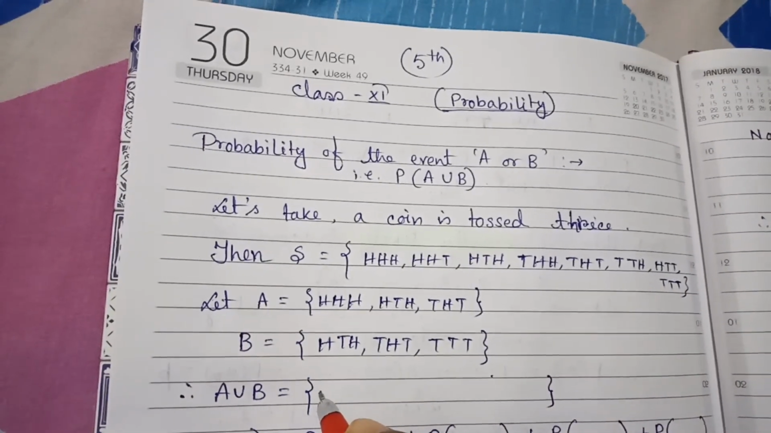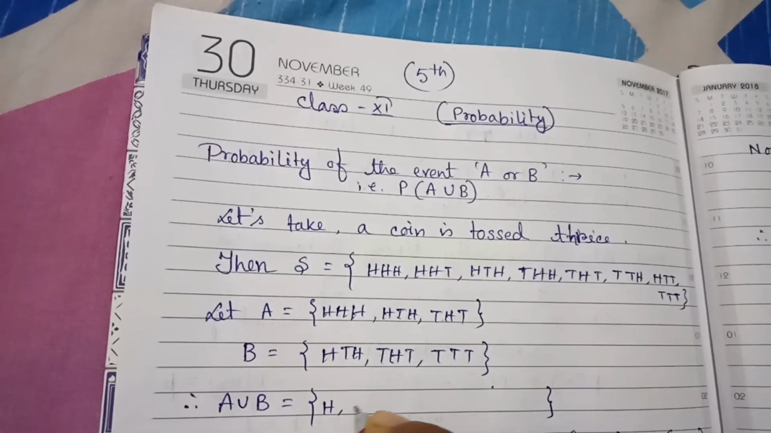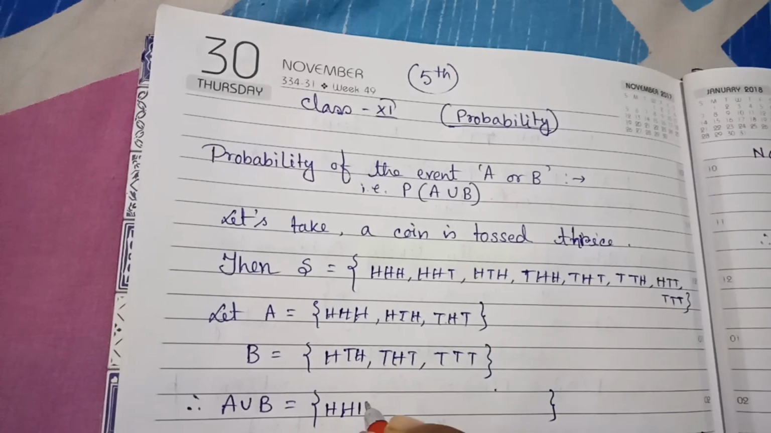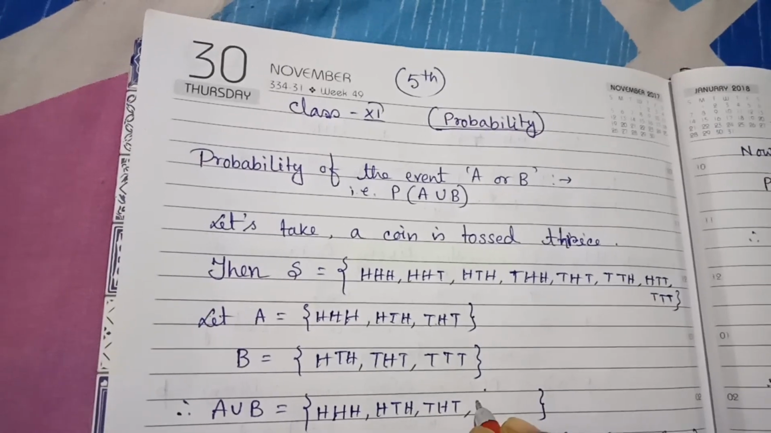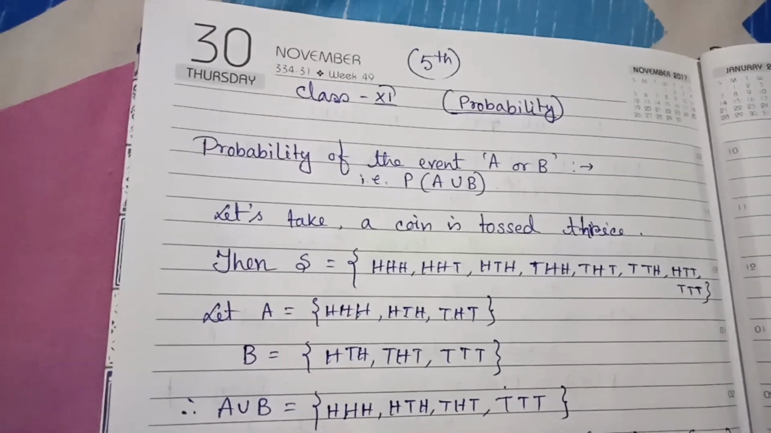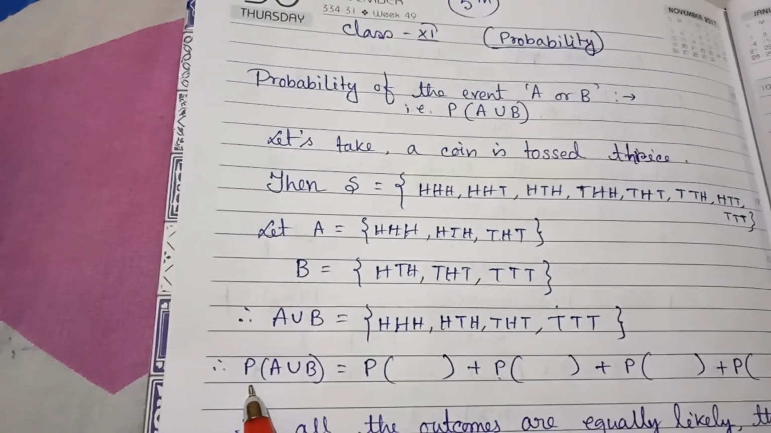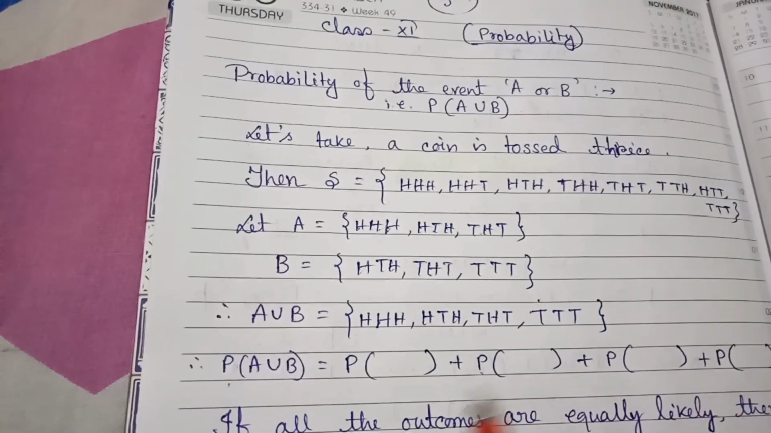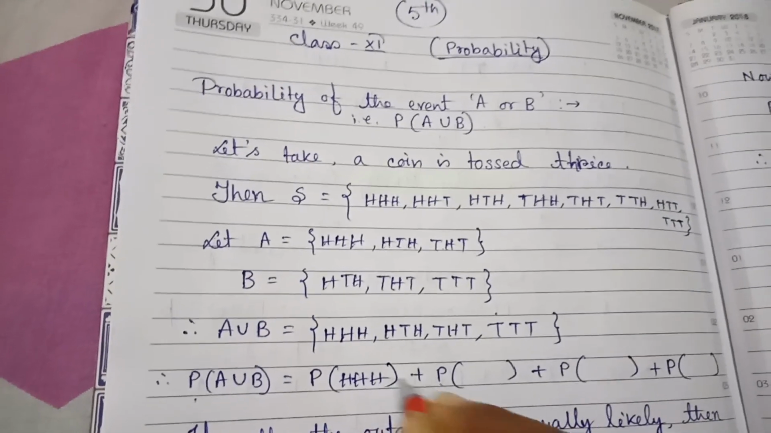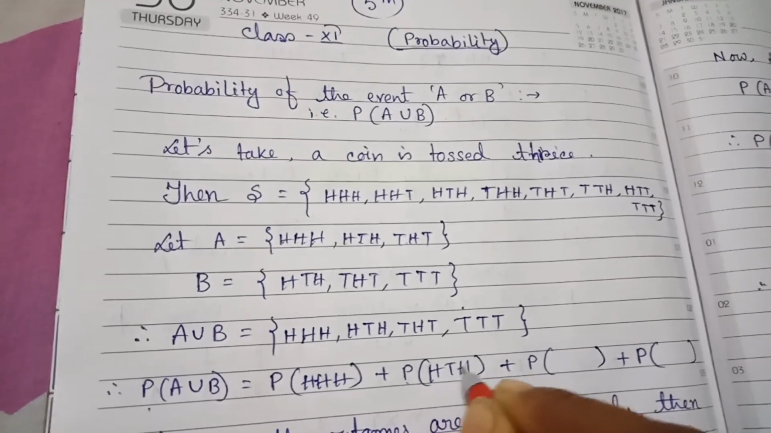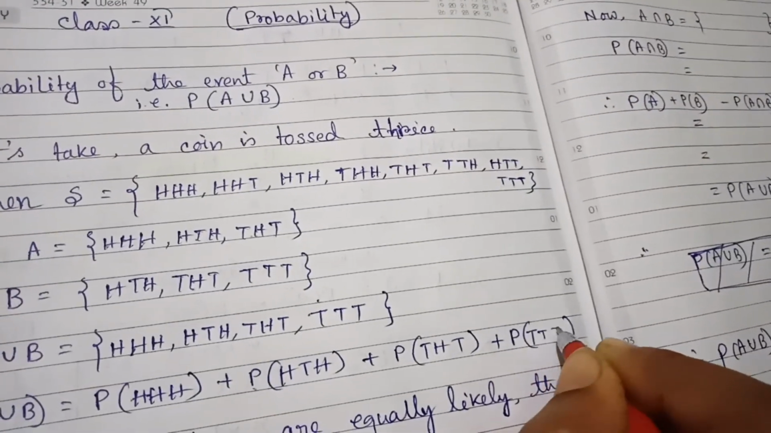So A union B will be, look, these two are common elements, so it will be like this: HHH, HTH, THT and TTT. Okay. Now we all know the axiomatic approach, we have already done it. So I have written over here, this is P of HHH plus P of HTH plus P of THT plus P of TTT.